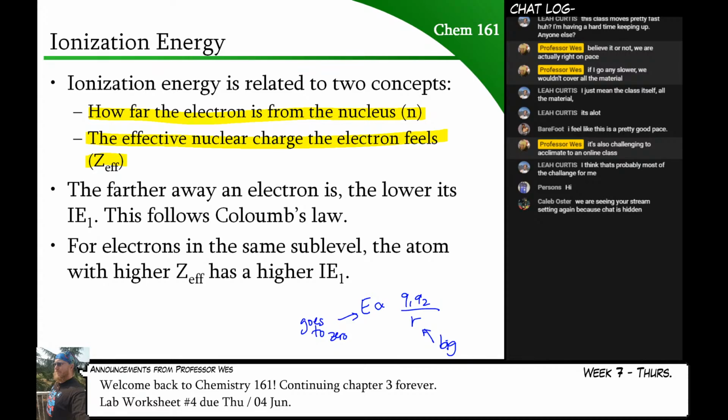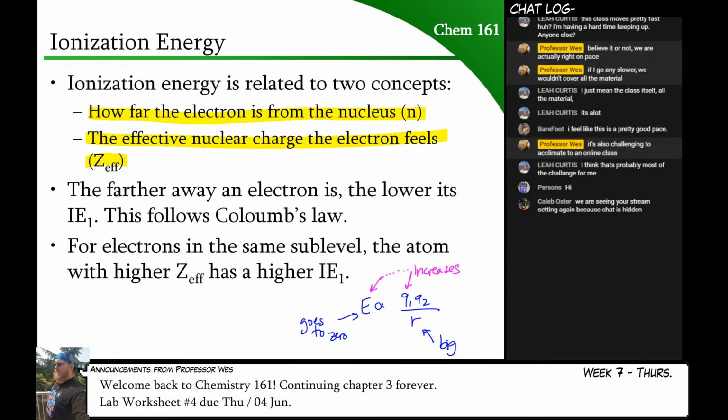Now, if I have all of my electrons in the same sublevel, then depending on which atoms I'm comparing, the one with a higher Z effective has a higher Q. And so if this number increases, then this one also increases as well. So atoms that have higher Z effective will hold on to their electrons more tightly, and thus are harder to ionize and remove the electrons from.